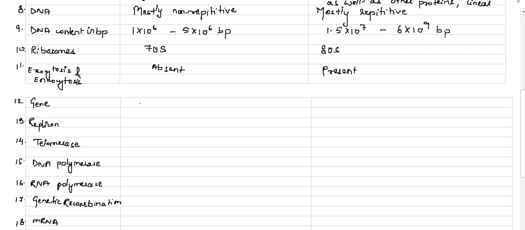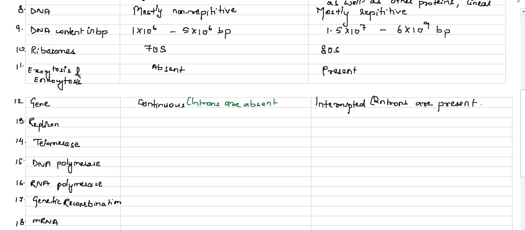Next is gene. These genes are a very important point. They are continuous in prokaryotes. And introns are absent. I wrote it with a different color that introns are absent in prokaryotes. Okay, and in eukaryotes the genes are interrupted, because introns are present in between the exons.